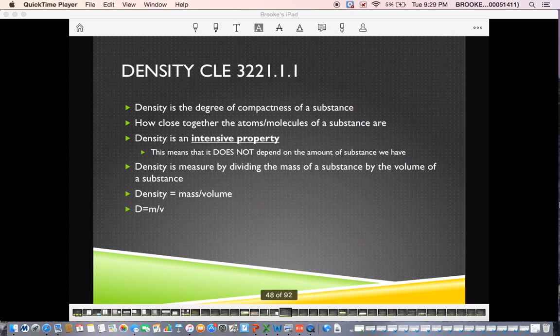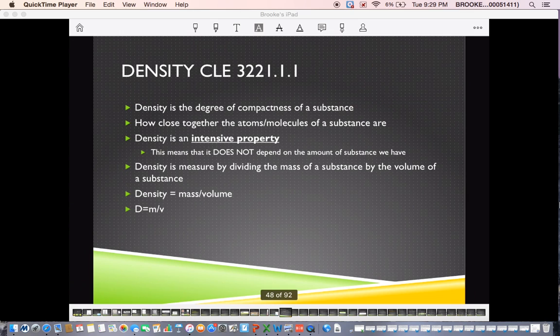What that means in layman's terms is how close together the atoms or molecules of a substance are. So if those molecules and atoms are really, really close together, that's going to be a very dense material. If they're really far apart, that's going to be a less dense material.